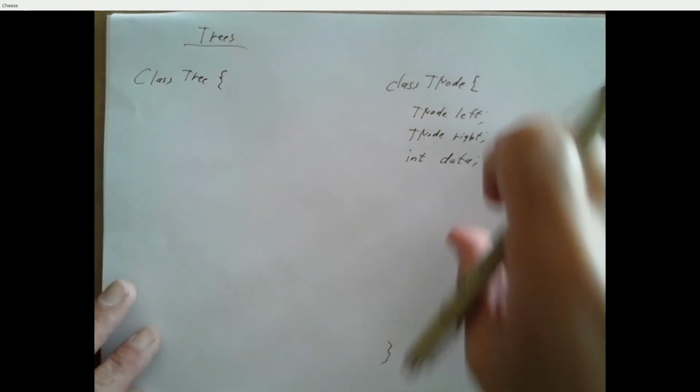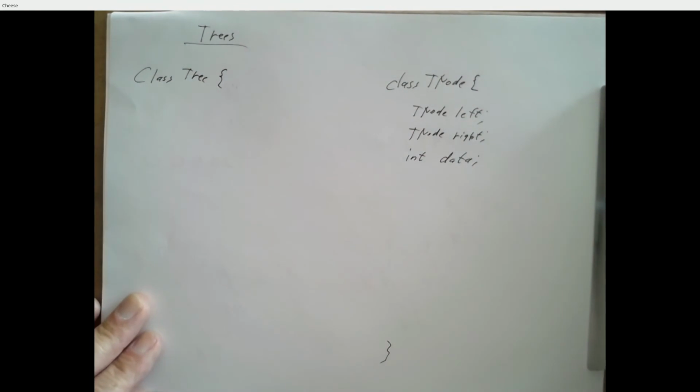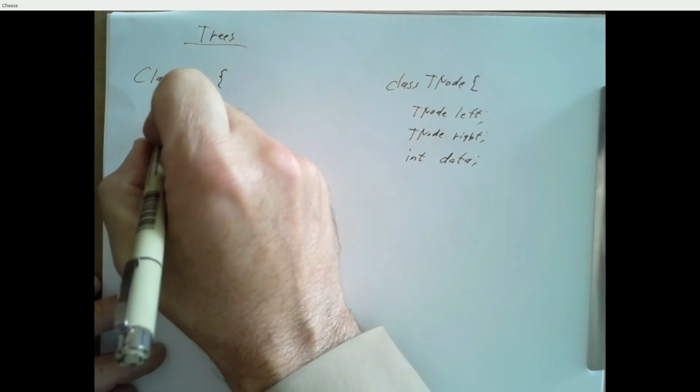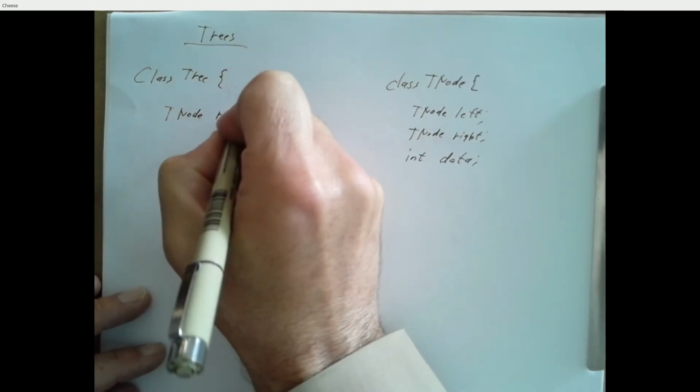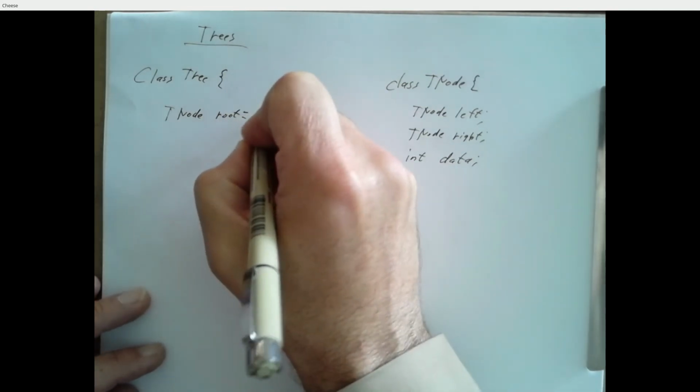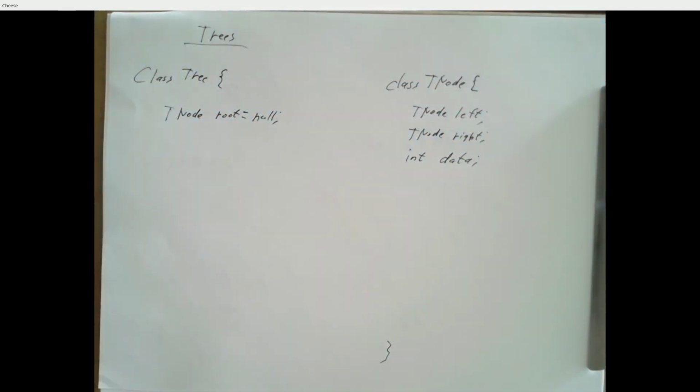So if we have TNodes like this, then what do we need in our tree class itself? I think you need a root node. You want some kind of handle to the tree, right? So a TNode root. And we may as well set it to null up here, although we could do that in a constructor.